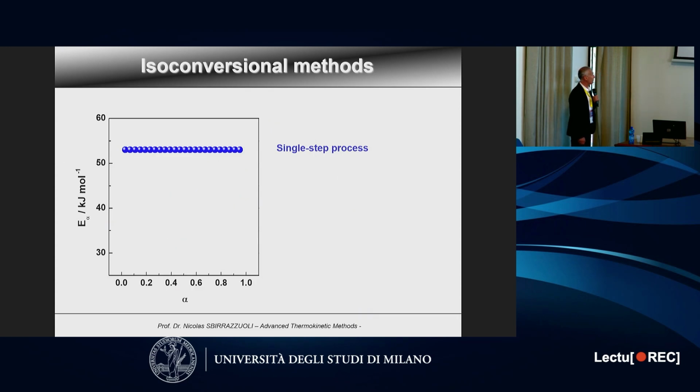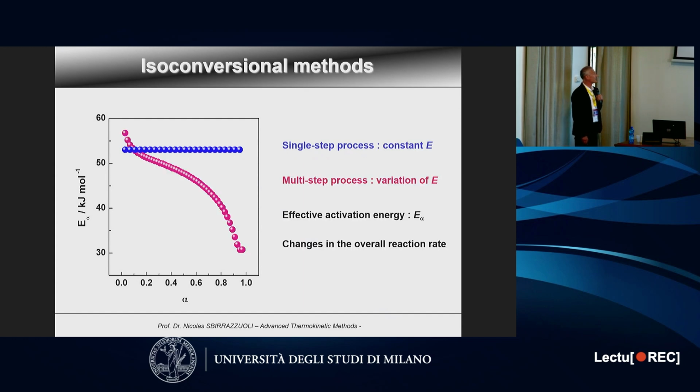So with the isoconversional method, if you have a single-step process, you will obtain a constant value of the activation energy, which corresponds to what we all know: activation energy, energy barrier, it is a constant. Now, single-step processes are not really interesting because they are not very frequent. So what about multi-step processes?